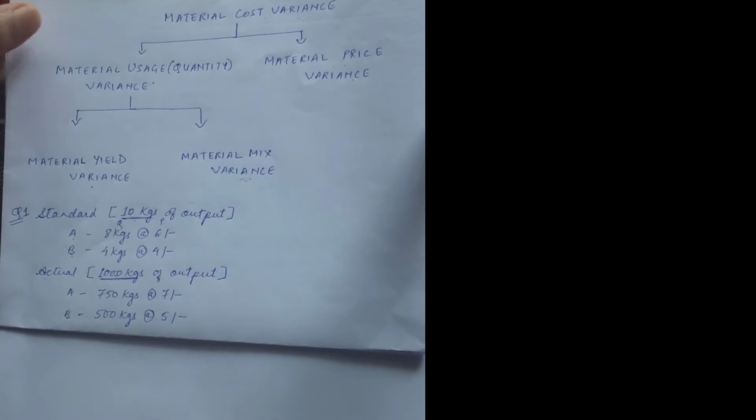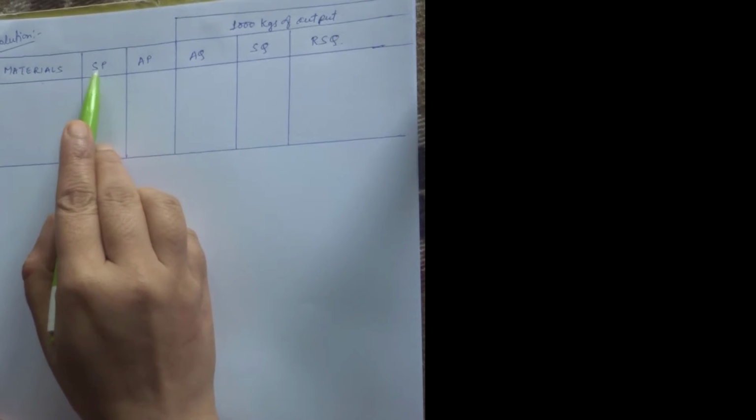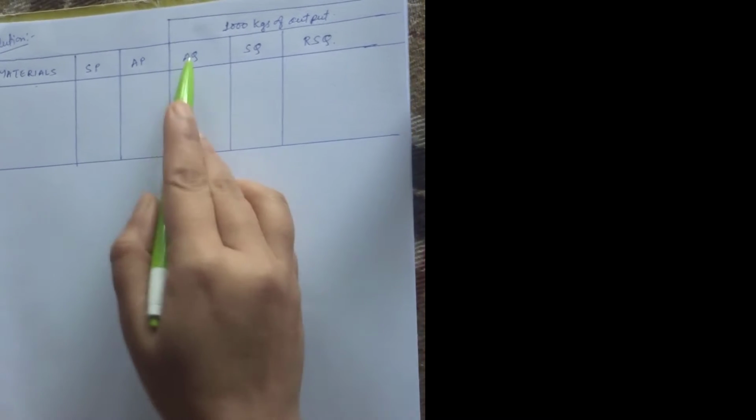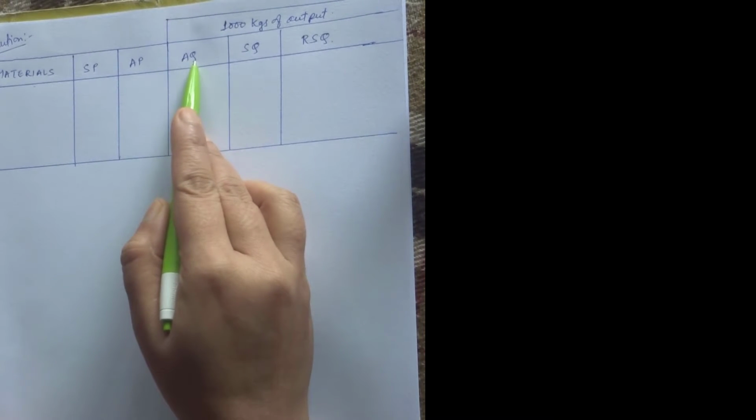Now how to do the working note? I have made one table here. The first column will be for materials. Next would be standard price. SP means standard price, AP is actual price, AQ is actual quantity.